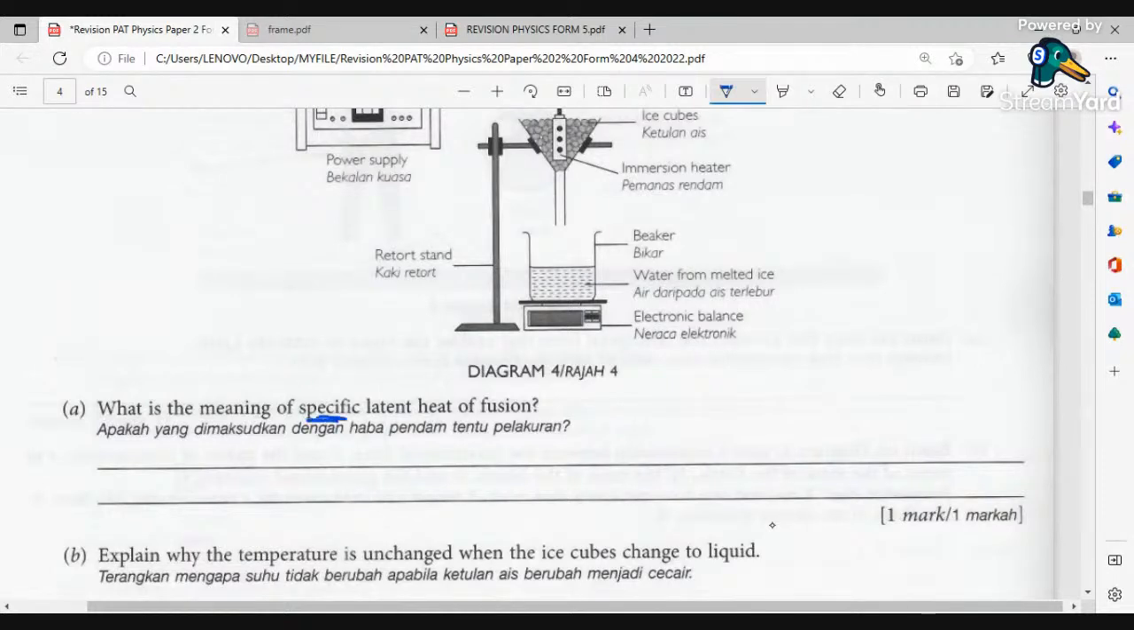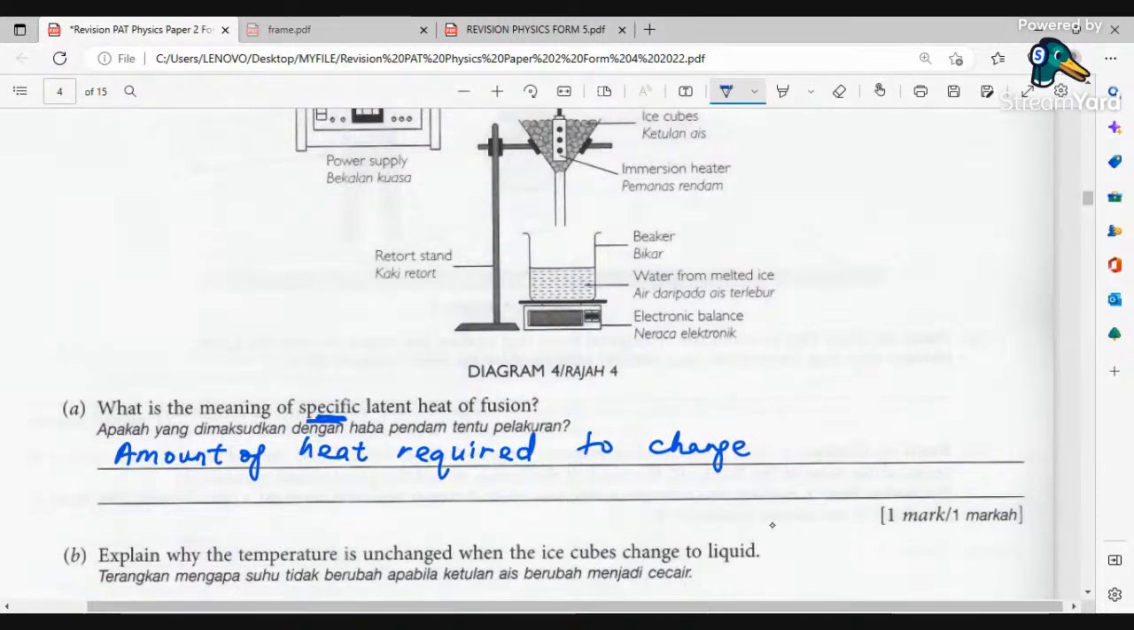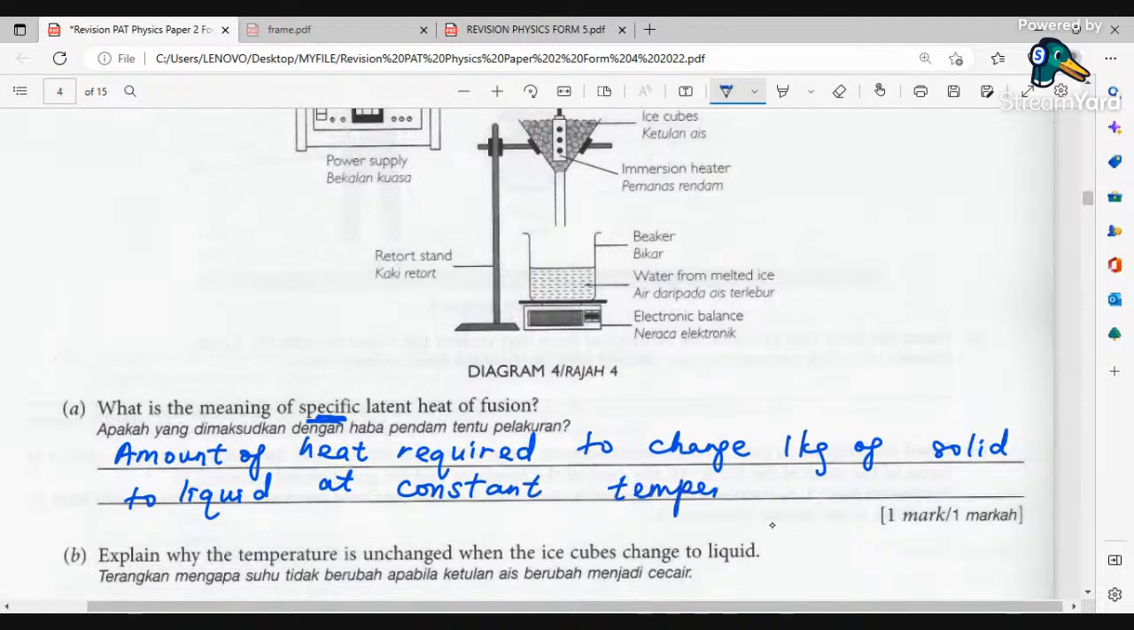Ada perkataan spesifik sini. So, amount of heat required or needed to change 1 kg of solid to liquid at constant temperature. Okay, nampak specific kena mention 1 kilogram. 1 mark.